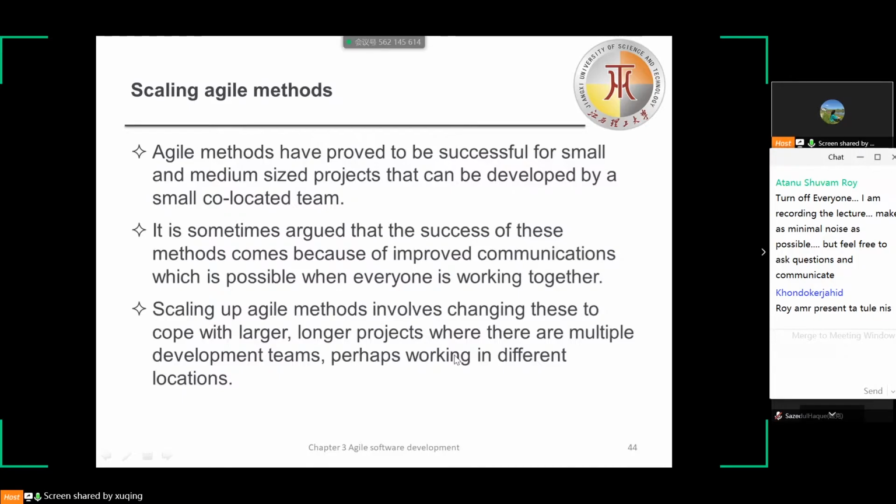Scaling up agile methods involves changing these to cope with larger, longer projects where there are multiple development teams, perhaps working in different locations. As the title implies here, scaling agile methods. So when we want to scale these agile methods, it means that instead of small and medium-sized projects, we may work with larger, longer projects, and we may have multiple development teams, or even work in different locations.